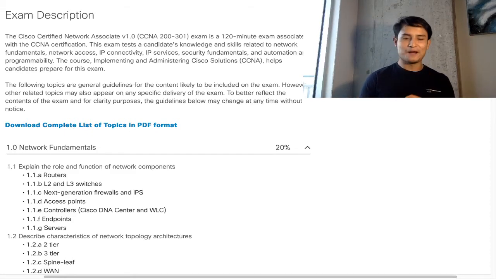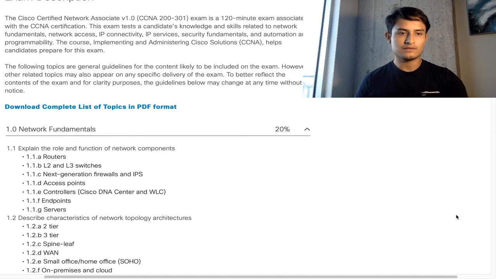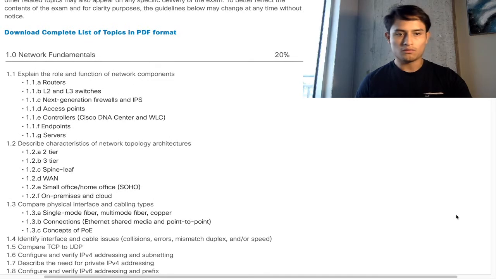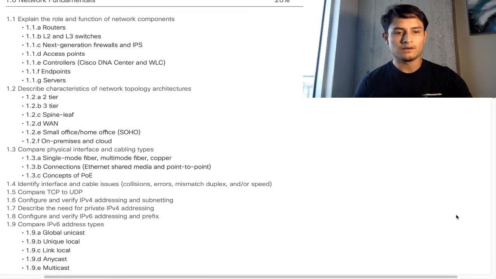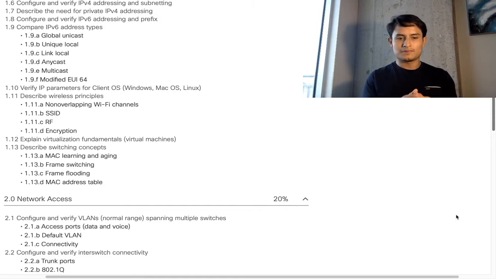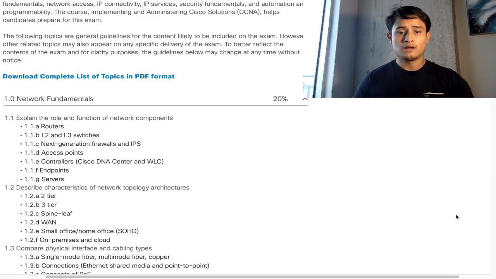So today I'm gonna talk to you guys about the exam description of the CCNA. I don't want to make it too long, so I'm just gonna jump right into it. As you can see, this is the exam description. I'm gonna go over the topics that we have here, explain what you need to focus on the most, and which topics you really need to take the time to practice and exercise. I'm also gonna tell you how to practice these topics. So, jumping right into it.